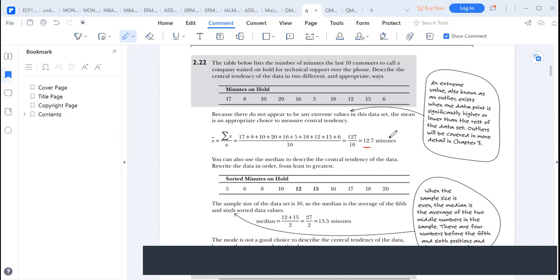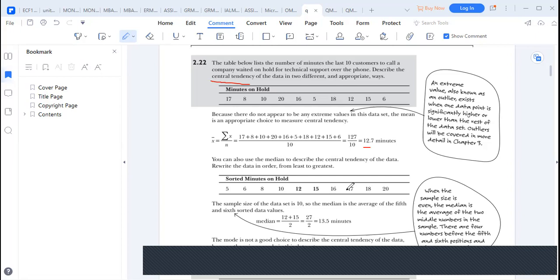The other way we could describe this statistic using central tendency is by finding the median. So the data has 10 data points. First, we rearrange them. After rearranging them, this is 10. So half of 10 is what?